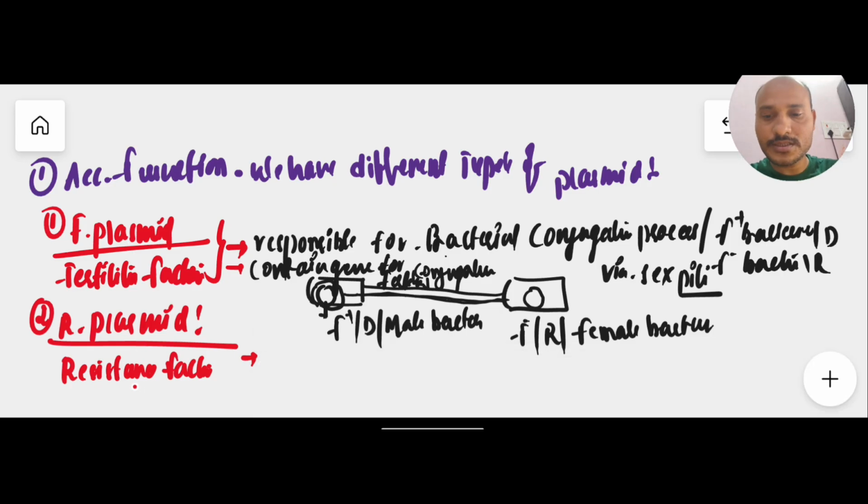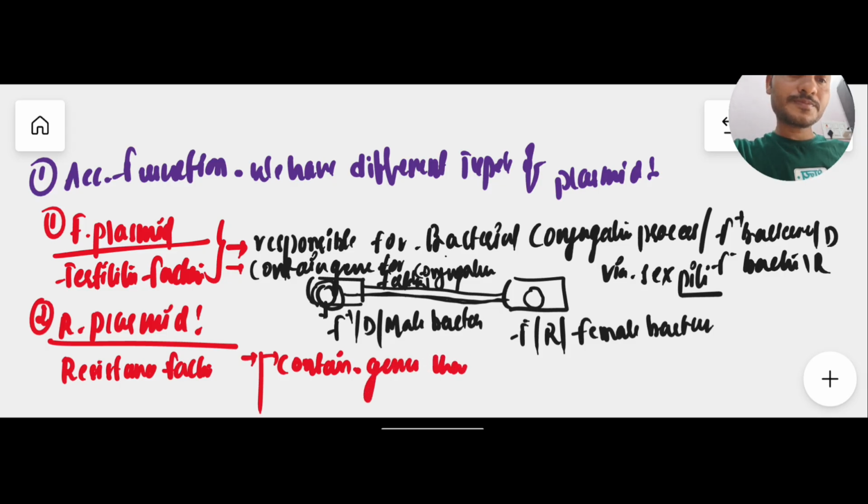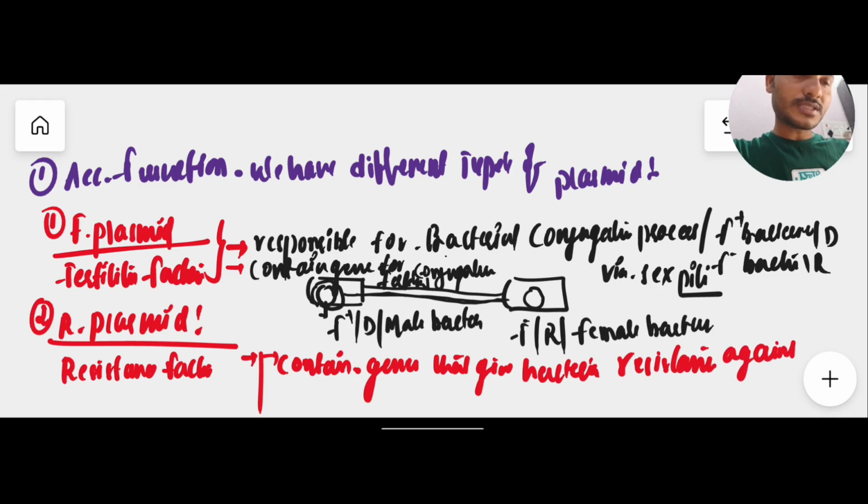R plasmids are resistance factors, and they contain genes that give bacteria resistance, very important, against antibiotics. For example, there are two important antibiotic resistance genes they contain: ampicillin and tetracycline antibiotic resistance genes. These are the most commonly used. We can also use chloramphenicol and kanamycin antibiotics. So that is all about R plasmids.